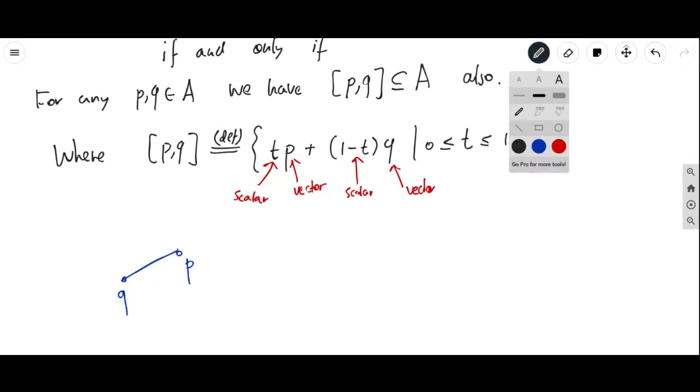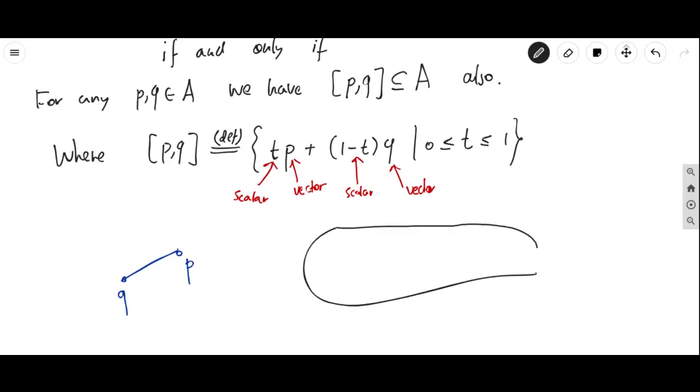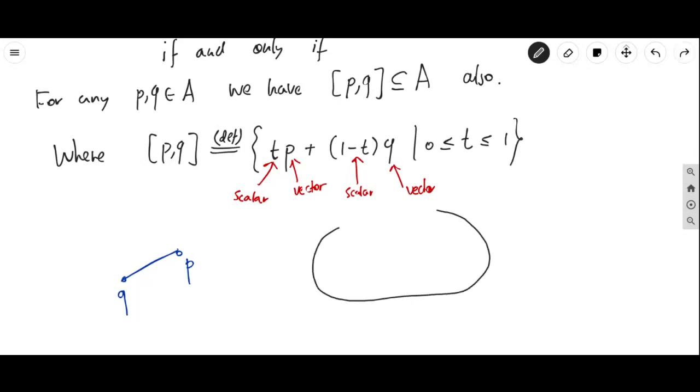So here's the idea of a convex set. The picture is that if a set is convex, so this would be convex. The idea of convex is if you pick any two points p and q and you connect them, the line stays within the set. Any two points, the line stays within the set, no matter how you do it. So this is what we call convex.